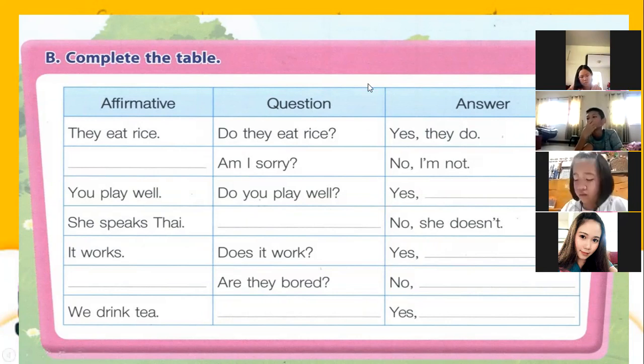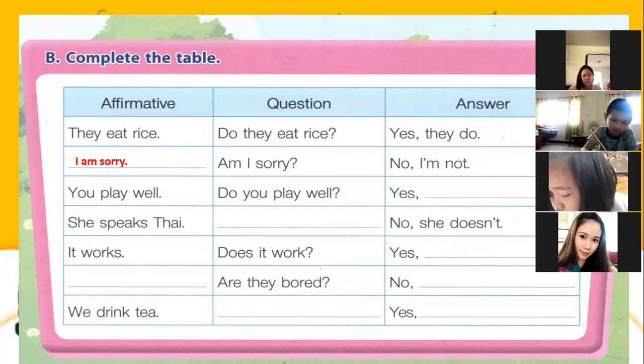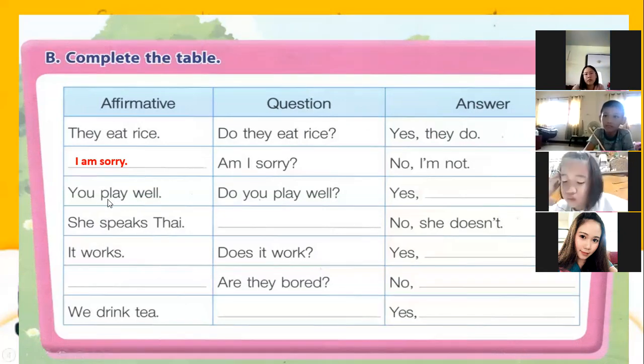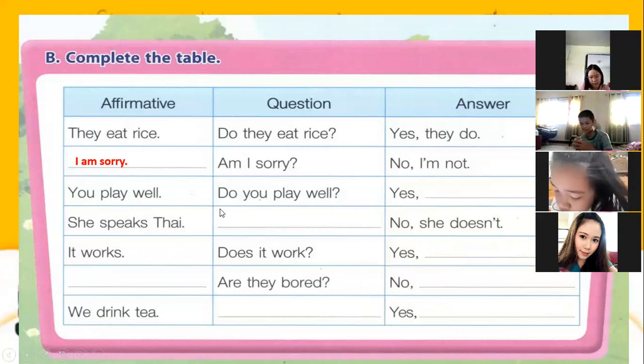I am sorry. Right? I am sorry. Okay. Now we're having another sentence here. You play well. And the question is, do you play well? If you are asking, so what will be the answer?